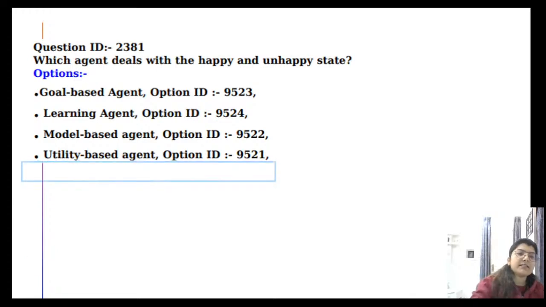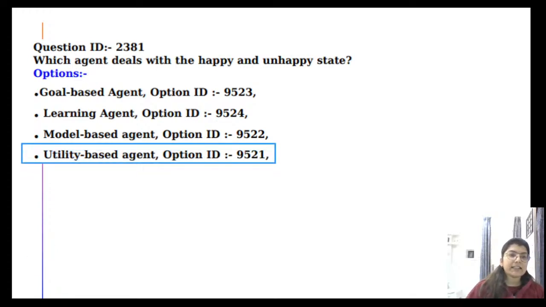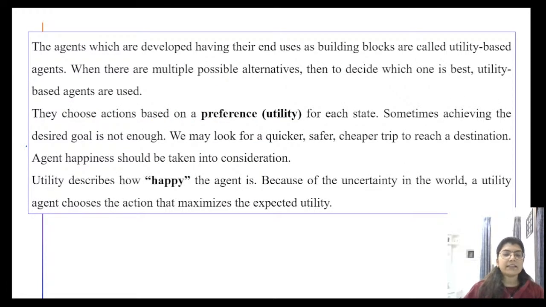So correct answer is option number D, that is utility based agent. Okay, so if you read this, the agents which are developed having their end uses as building blocks are called utility based agents. When there are multiple possible alternatives, then to decide which one is best, utility based agents are used. They choose actions based on a preference or utility for each state.